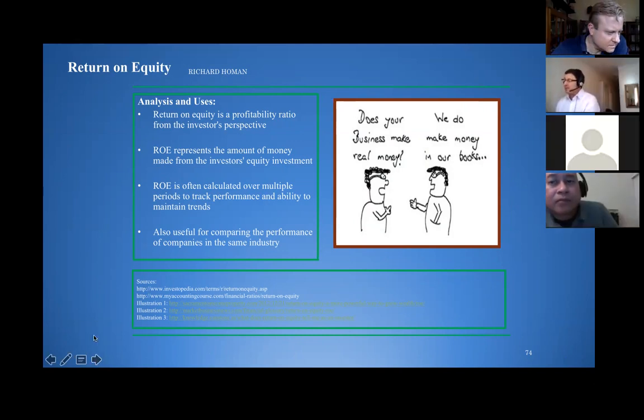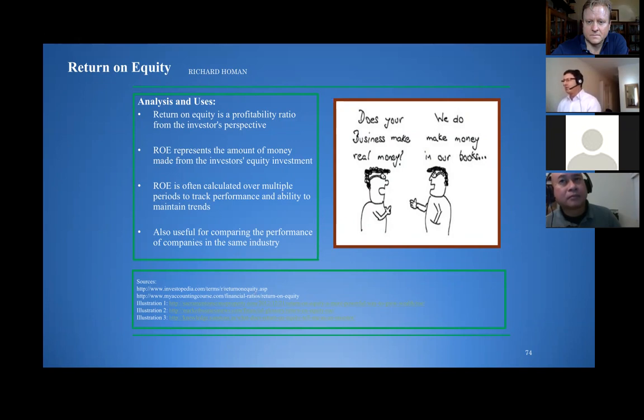It's also important to note, and the reason why I added this particular illustration as the third illustration that says, does your business make real money? We do make money in our books, and this is really to drive home the point that return on equity is based upon all the assumptions with regards to accounting, and this is book return on equity.